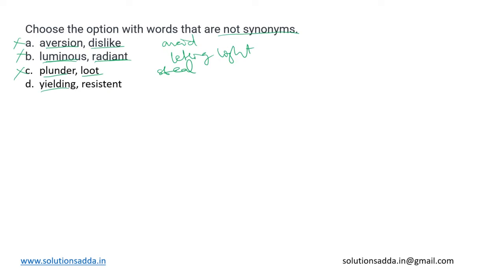Coming to the last one, yielding and resistant. As we know, yielding means to provide or produce something, while resistant is similar to aversion, means you are avoiding something, denying something or refusing to accept some fact or comply with something. So these are different words and they are not synonyms of each other, and that is what we have been asked to find out. So we'll go with option D, yielding and resistant.